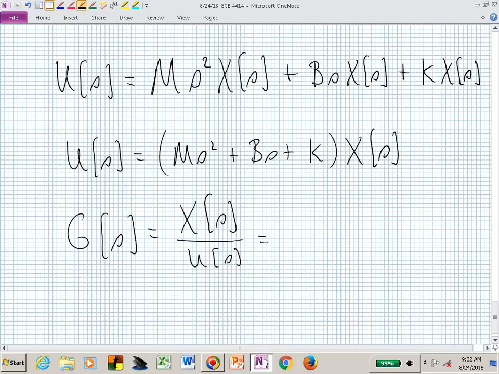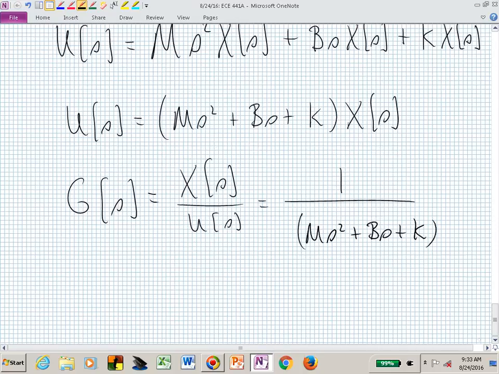And I can find that by just some algebraic manipulation of that middle equation. If I divide both sides by capital U of S, I now have X over U, and if I divide both sides by that parenthetical expression, ms squared plus bs plus k, then I've isolated X over U on one side, and on the other side I have 1 over ms squared plus bs plus k. And that's now my transfer function of that mass spring damper system.